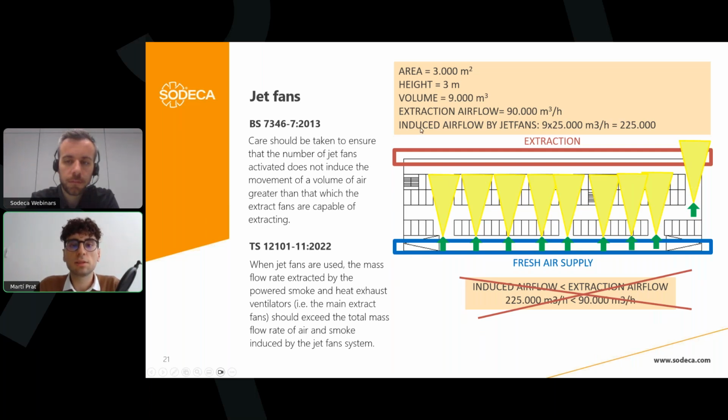In this arrangement, in this layout, we can see that the induced airflow is way too big, 9 by 25,000. To avoid that, it is recommended to have, for instance, in this layout, the supply on the left and the extraction on the right, so we have fewer jet fans in parallel and the induction airflow is much lower. So it would be like 2-3 times 25,000. So the extraction airflow calculated based on the ten air changes per hour is already enough.